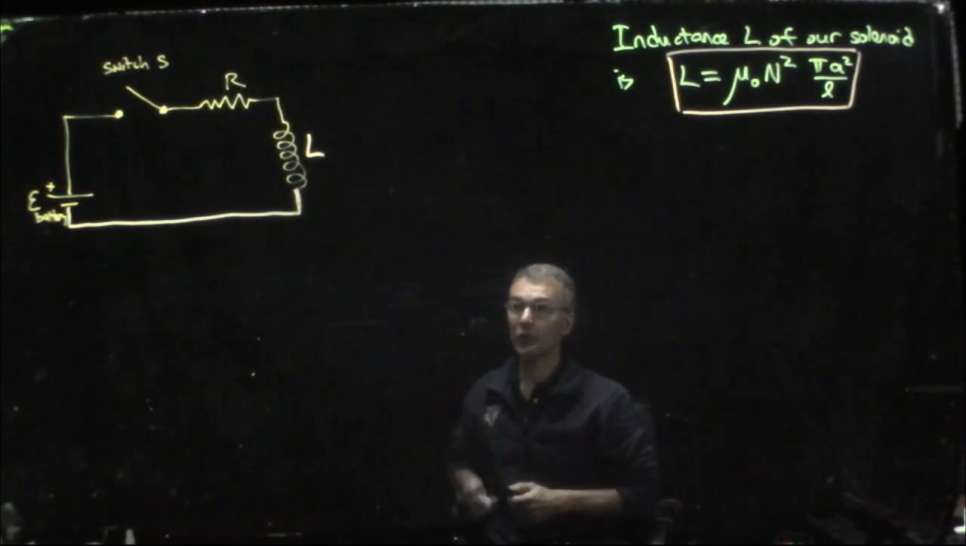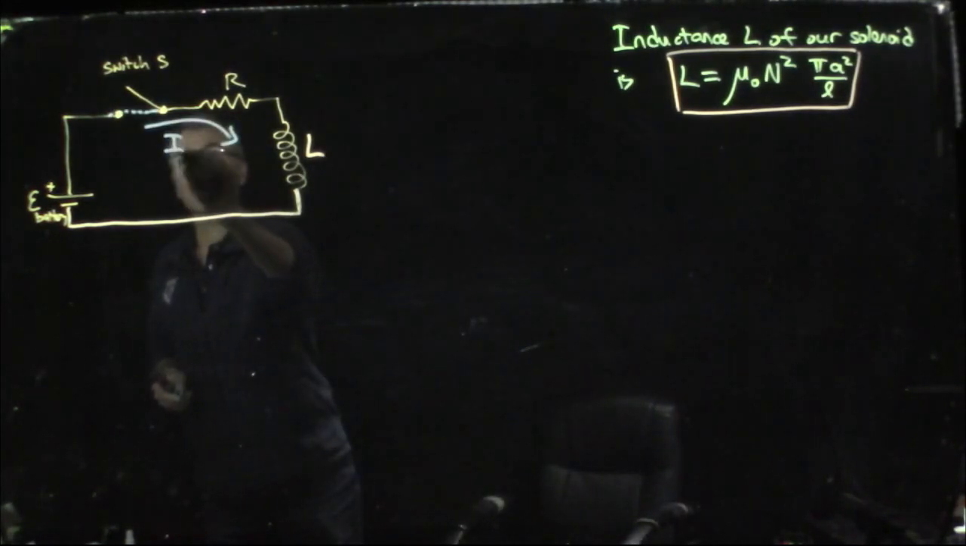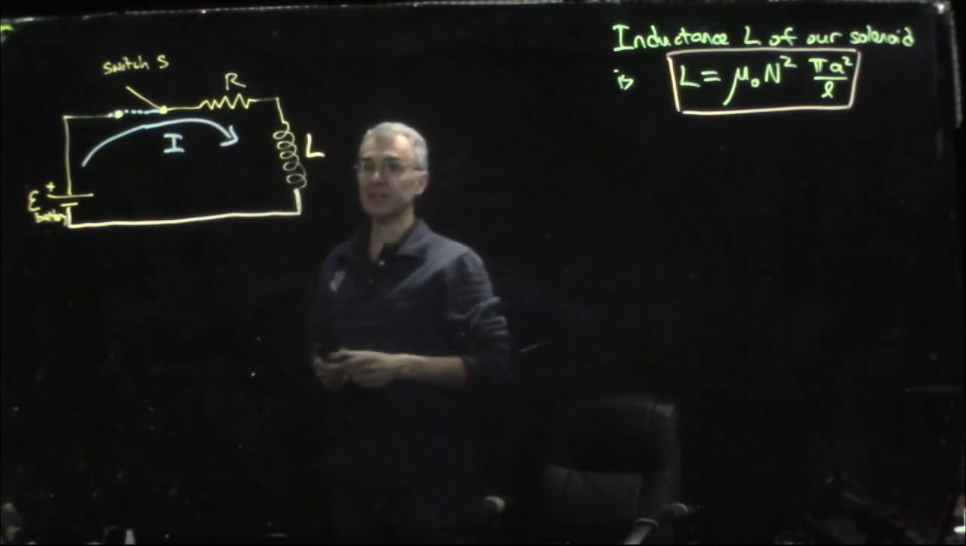And if the switch is open, there can be no current. But then once we close the switch, we're going to have a current I that flows this way out of the positive terminal of the battery. But the inductor is going to try to oppose the change in that current.